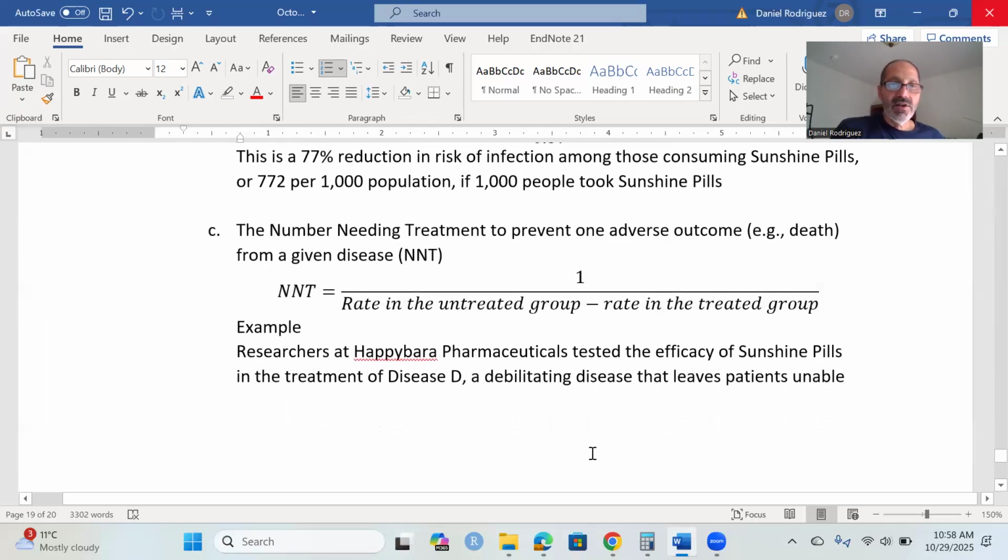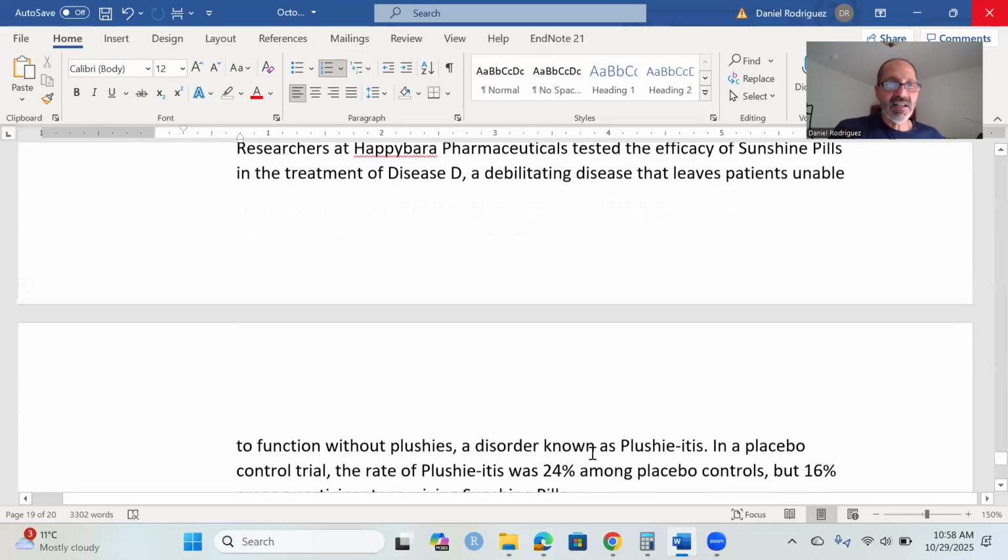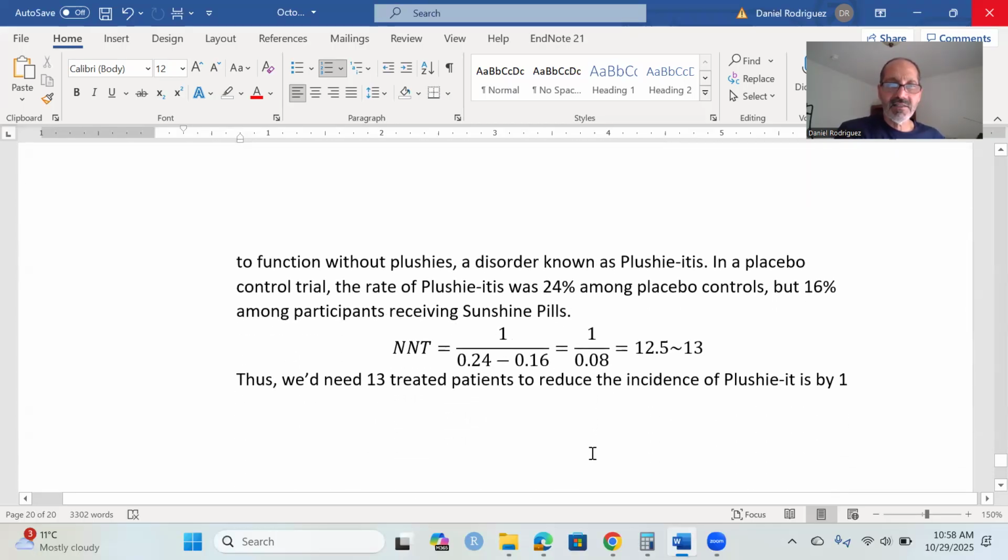Here's an example. Researchers at Habibara Pharmaceuticals, my fictitious pharmaceutical company, tested the efficacy of sunshine pills in the treatment of disease D, a debilitating disease that leaves patients unable to function without plushies. Well, I think there's a lot of this going on right now. So we call this disorder plushyitis. I mean, I see people having plushies everywhere.